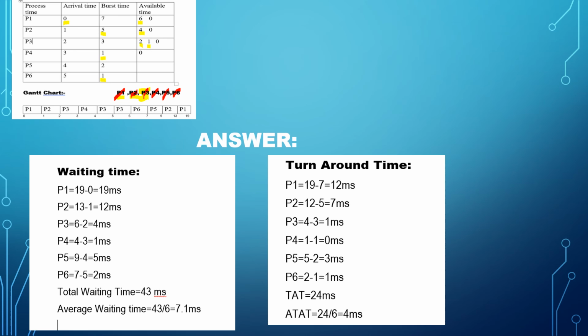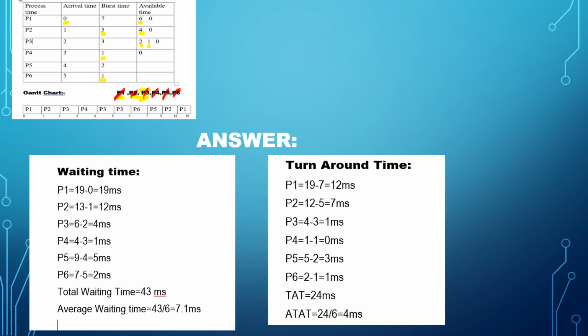So now let's see how to calculate the waiting time and turnaround time. For the process P1, the finishing time is 19 milliseconds and the arrival time is 0 milliseconds. So the difference between them is 19 milliseconds. For the process P2, the finishing time is 13 milliseconds and the arrival time is 1 millisecond. So the answer is 12 milliseconds. For the process P3, the finishing time is 6 milliseconds and the arrival time is 2 milliseconds. So the difference between them is 4 milliseconds.